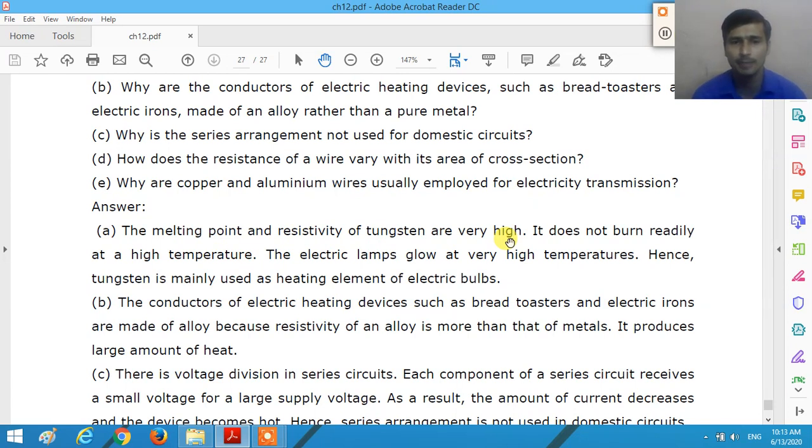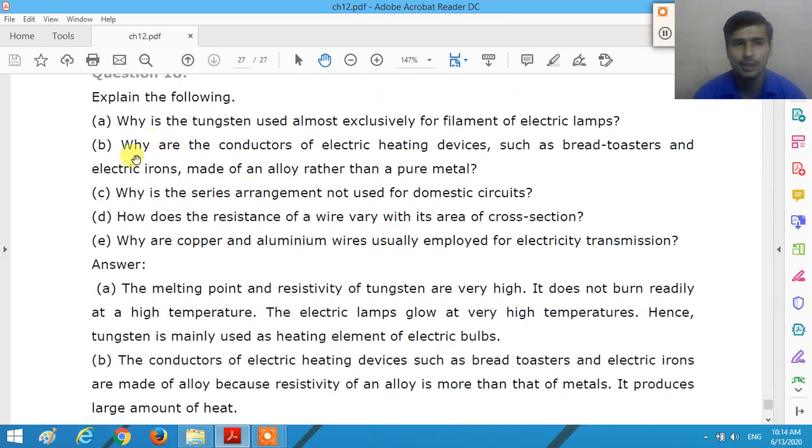So the melting point of tungsten is very high, and the resistivity of tungsten that opposes the flow of the electric current is also very high. So it does not burn readily at high temperature. The electric lamp glows at a very high temperature, so it does not burn at a very high temperature, and therefore tungsten is mainly used as a heating element in the electric bulb.